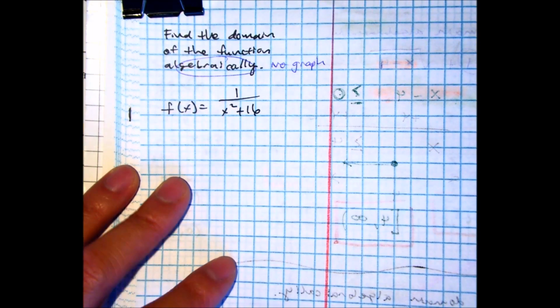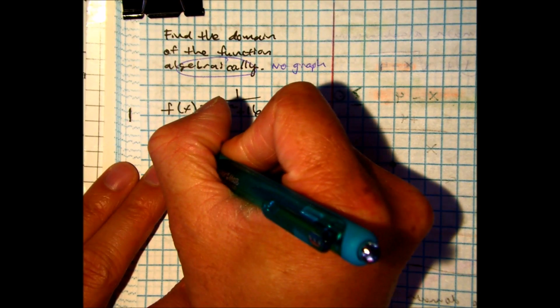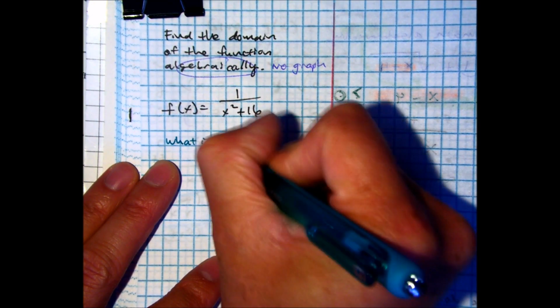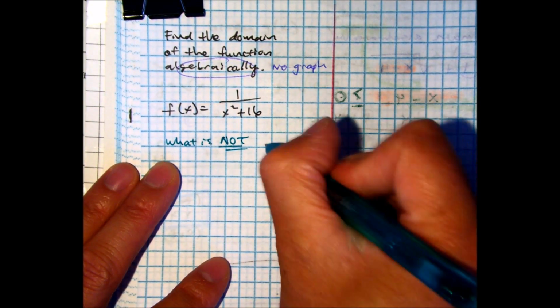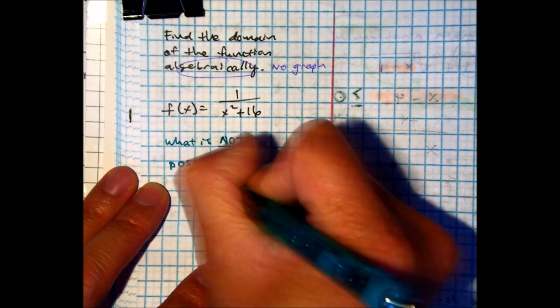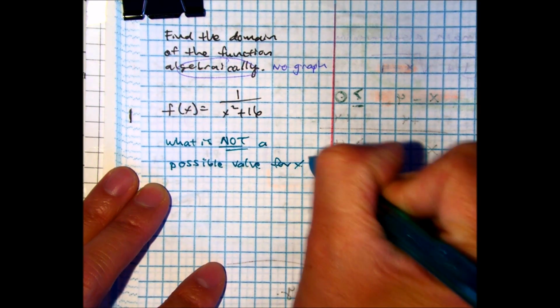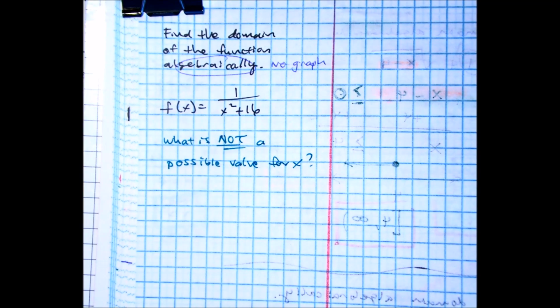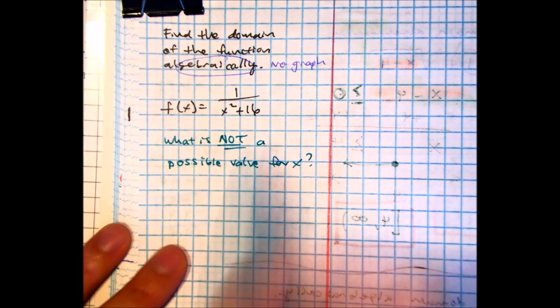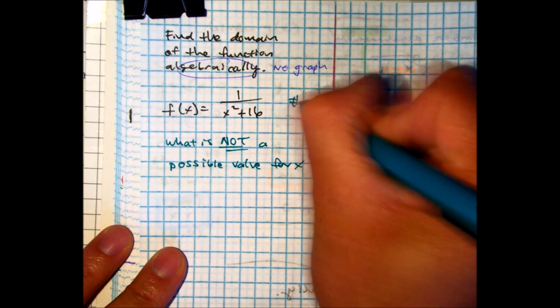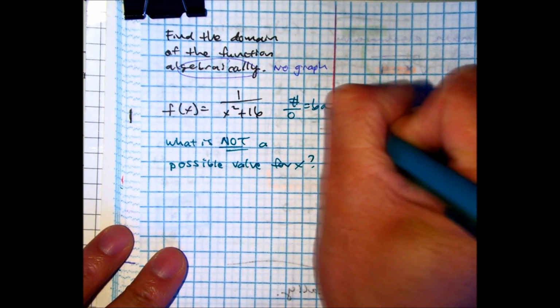You just need to ask yourself this question: what is not a possible value for x? Remember, we can't have a denominator of 0. That's bad, right? A number divided by 0 is bad.